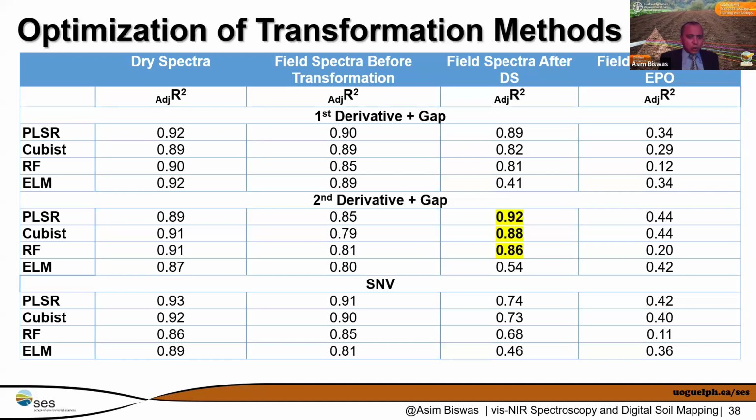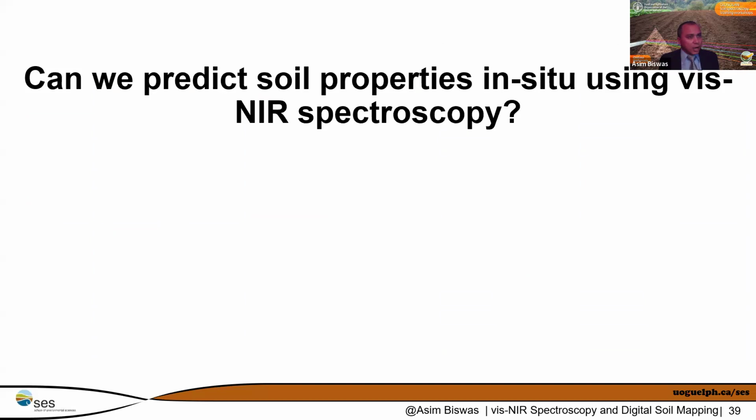So when you use that particular DS approach, the DS algorithm we used to modify or transform our field spectra, it did improve the predictability. That means we really need to add that additional processing technique if we are talking about field-based spectroscopic measurement. Now, we have that data set, but we still have to bring it back to the lab. In the third section, I really want to ask: can you predict soil properties in situ using vis-NIR spectroscopy?